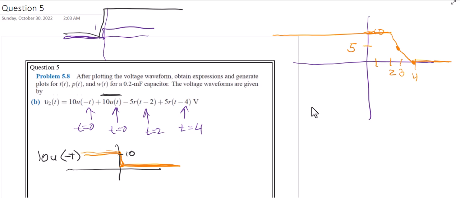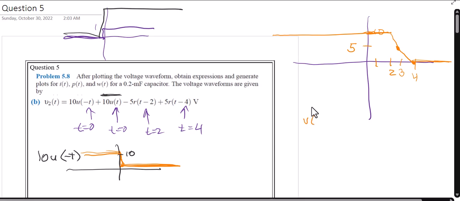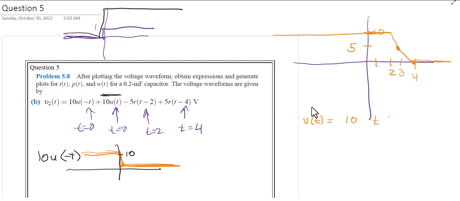So our function, if we wanted to write it out, this is a voltage waveform. v(t) equals 10 for t less than 2, and it equals 0 for t greater than 4. And then in between 2 and 4, we know we have a slope of -5.